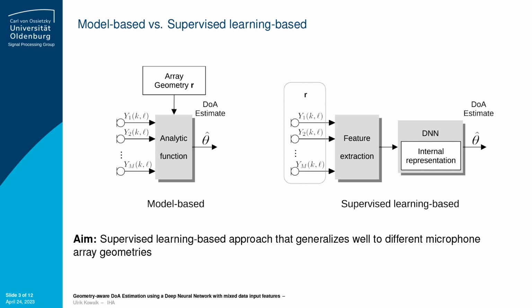Here's a graphical representation of the differences presented on the last slide. On the left, the model-based algorithm, for instance SRP-PHAT, takes as inputs the signals as well as the array geometry. To obtain a DoA estimate, it computes an analytic function. On the right, a DNN takes as input a set of features that are extracted from audio signals, which of course have an underlying array geometry. This way, the DNN forms an internal representation of the geometry and obtains its DoA estimate by comparing the incoming data to what it has learned.